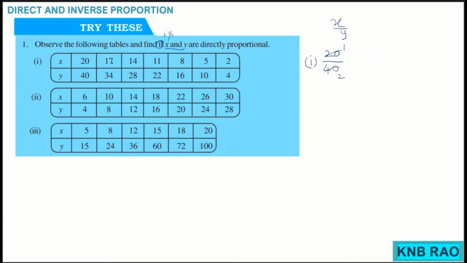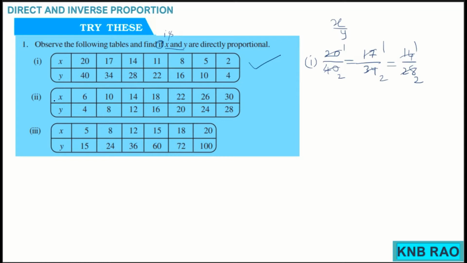Coming to the next, for 17 the corresponding y value is 34. So 17 by 34, in its simplified form, is also 1 by 2. 14 by 28, which is the next ratio, x3 upon y3, is also 1 by 2. That means you can see that these x values and their corresponding y values are in the same ratio. Therefore, in the first question, x and y are directly proportional.